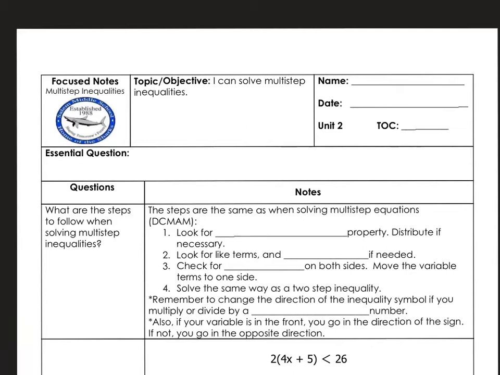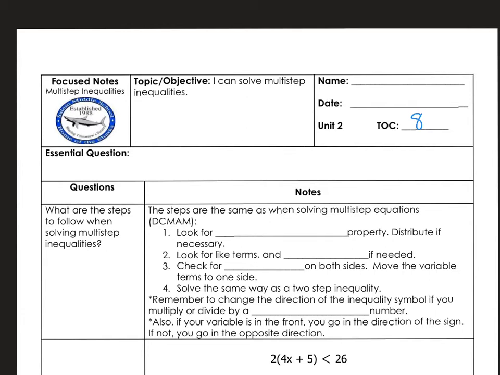Hi everyone, this is TOC number 8 for Unit 2. These notes are titled Multi-Step Inequalities. By the end of these notes, you will be able to say, I can solve multi-step inequalities.